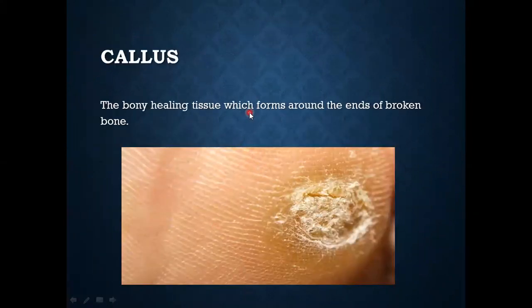The bony healing tissue which forms around the ends of a broken bone is called callus.